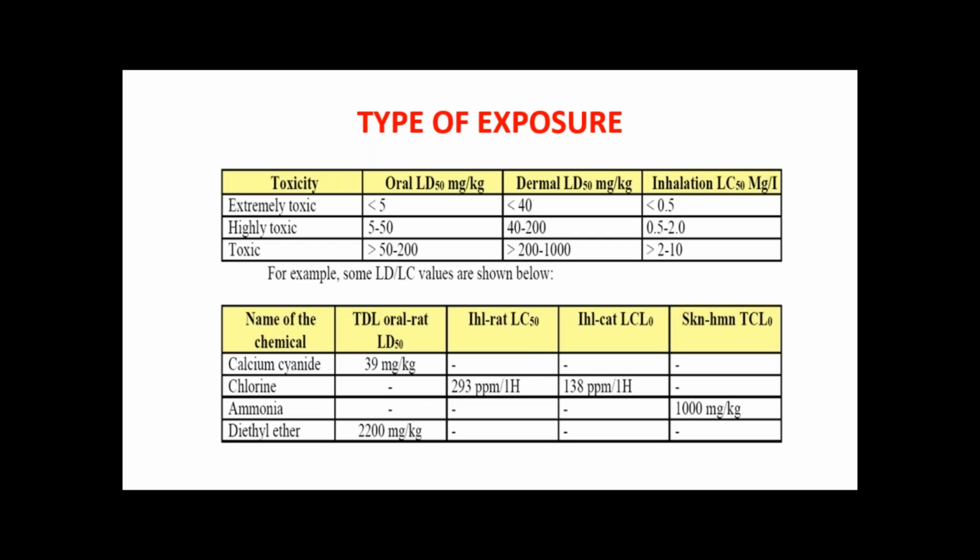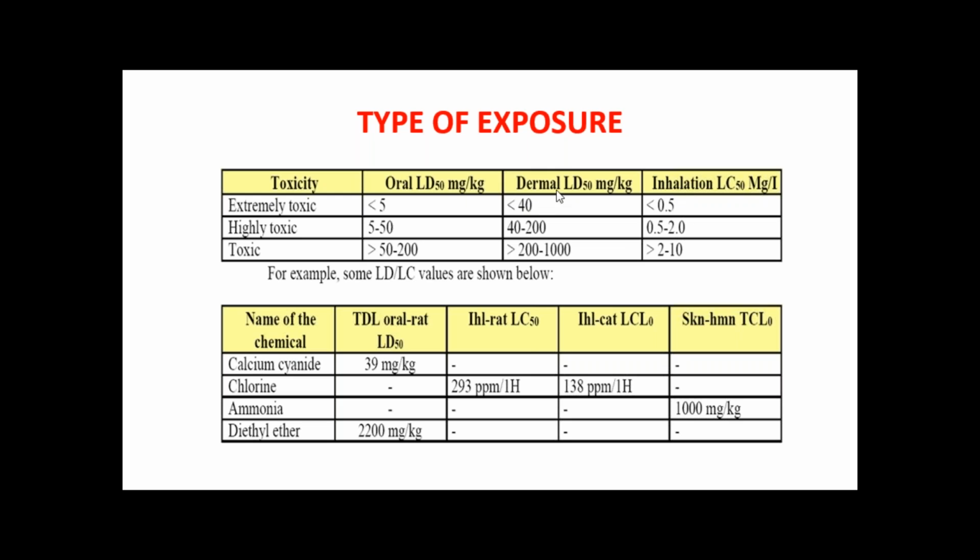These are some examples of extremely toxic, highly toxic and toxic categories of chemicals. Oral: if these chemicals are ingested into your body through the mouth, that is called oral toxicity. If it is less than 5 mg per kg, then it is extremely toxic. If it is 5 to 50, then it is highly toxic. If it is more than 50 but up to 200, then it is called toxic chemicals, and this is through oral.